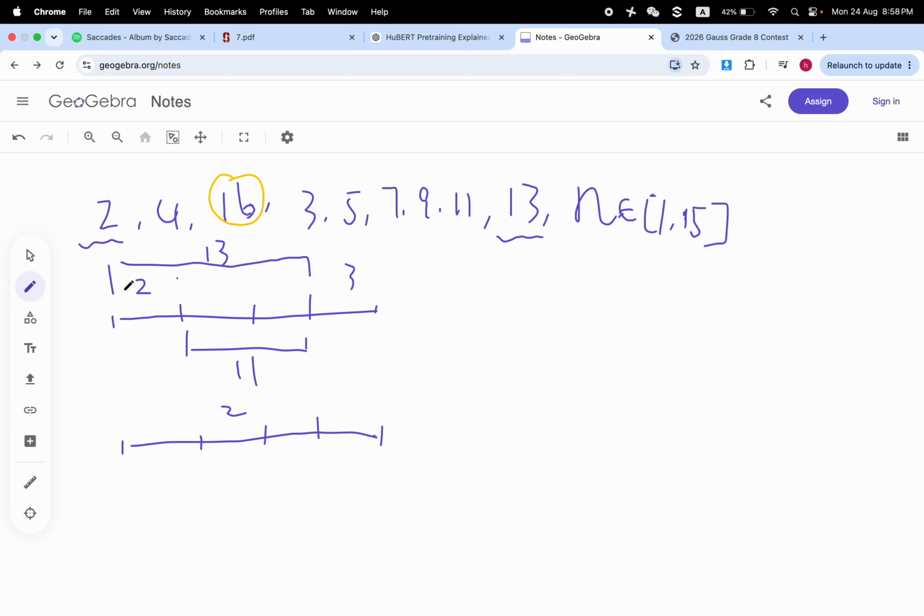You just cannot have 2 on the end. 2 must be somewhere in the middle, right? This is the first thing I want to show you. So this is not possible, and this is for sure. Okay, this is the first message.